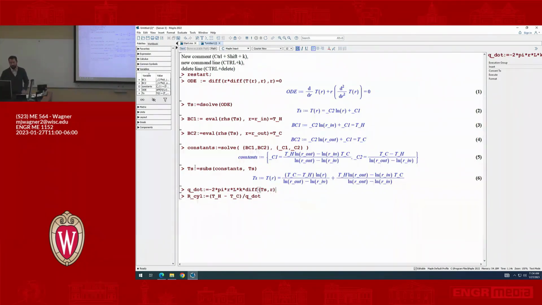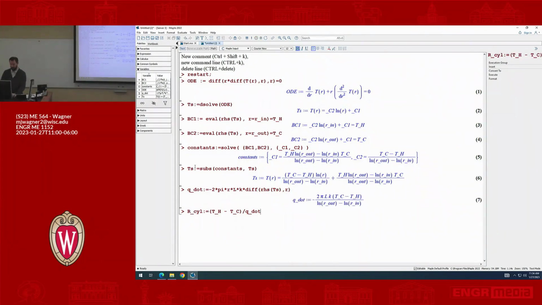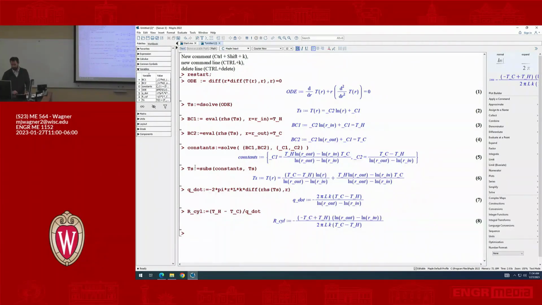So why did I do that? We have our general solution. We have our specific solution now, this TS. We want to take the derivative of this and then use that to calculate Fourier's law. So I'm using the actual solution TS there. Again, though, I only want the right-hand side. So I need to go back and say right-hand side of TS. Right? There's my Fourier's law applied to this problem. All right, now I can compute the cylindrical resistance, and that's there.